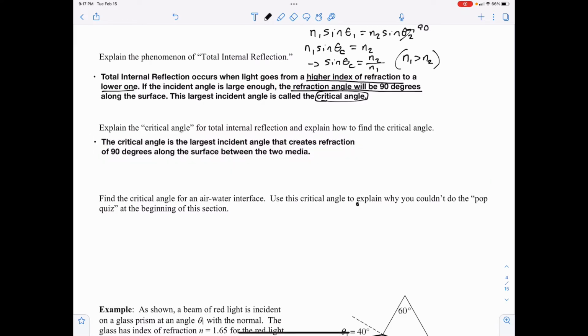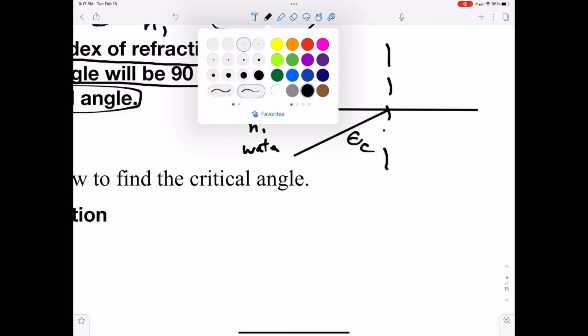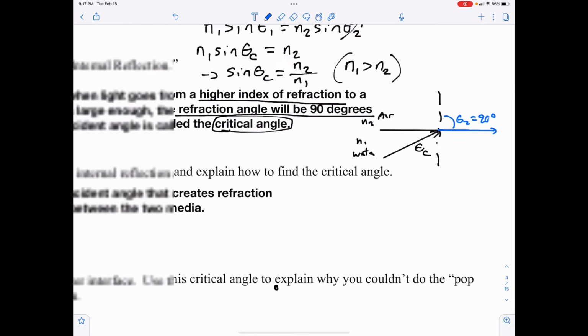Okay, and what this would look like visually is you would have your surface, you would have your normal, you would have your largest possible angle. This is N1, this is N2. Think of it as going from water into air, as an example. That theta c that is going to the surface is going to be refracting along the surface here. That means theta 2 ends up being 90 degrees. That's how we end up with that.